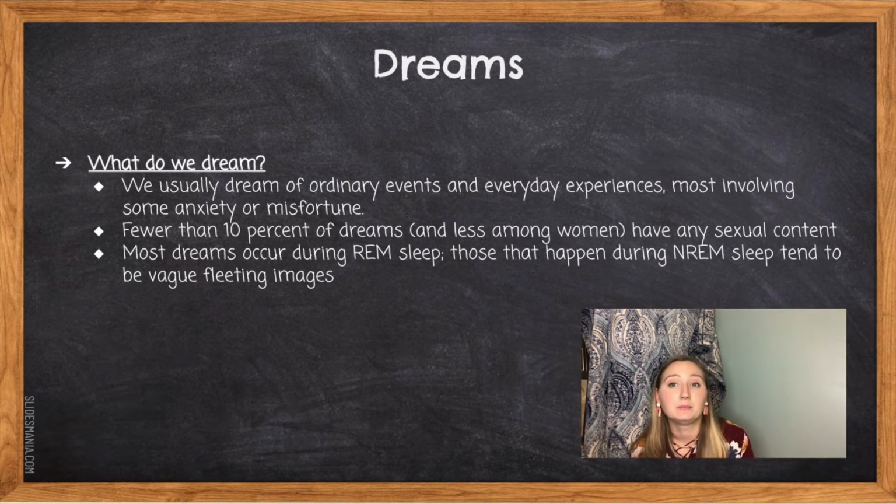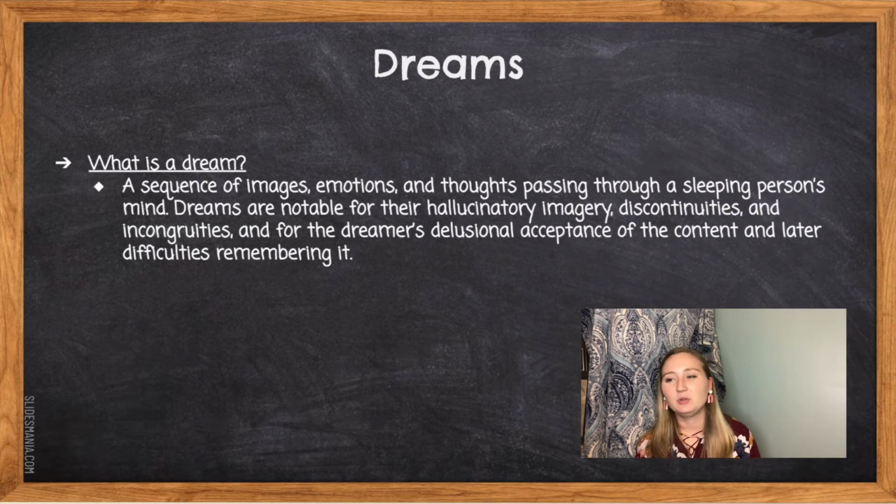What is a dream? That's an important question, right? A dream is a sequence of images, emotions, and thoughts that pass through a sleeping person's mind. Dreams are notable because they feel like a hallucination. There's discontinuities, so there'll be random breaks in the storyline, right? You'll be in your childhood home, and then you'll be at school, or you'll be at work, and it just kind of happens very quickly, and your brain just goes with it.